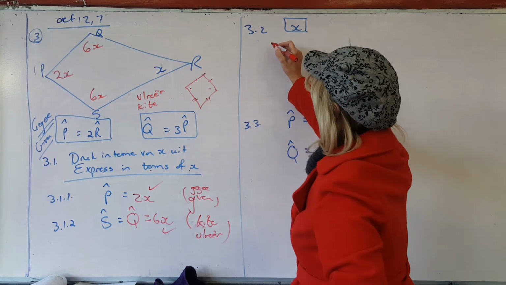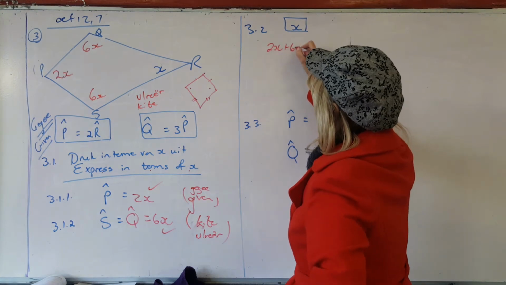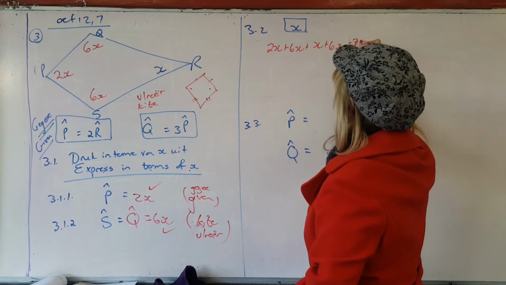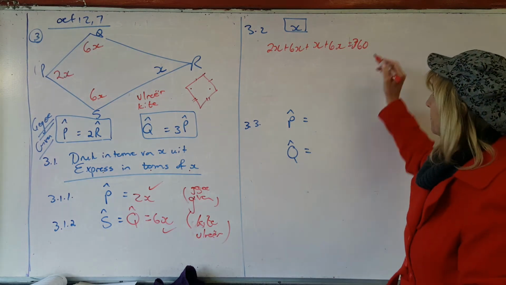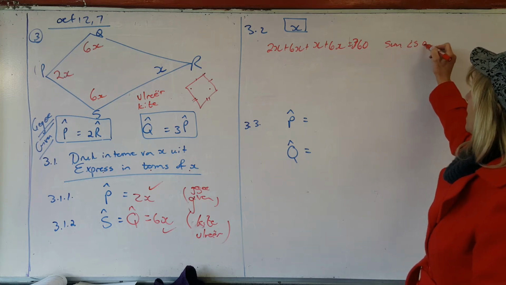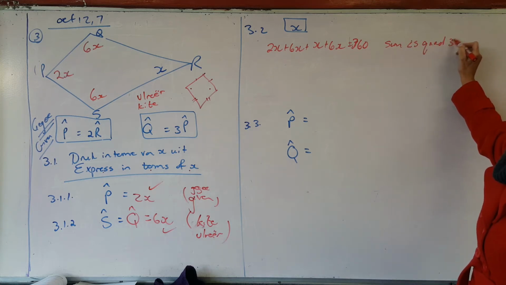So jy kan vir my sê 2x plus 6x plus x plus 6x gee vir my 360. Am I almost right, 180? Because the sum of the angles of a quad is 360.